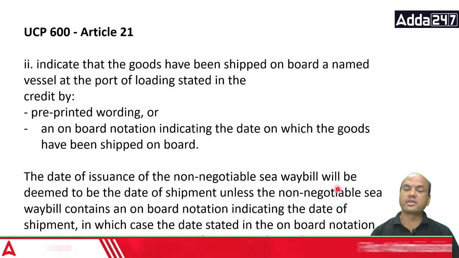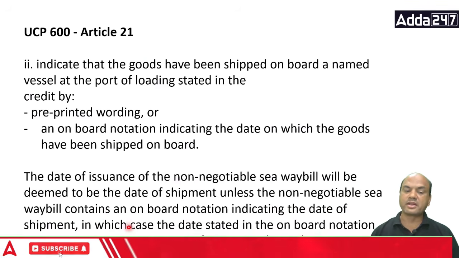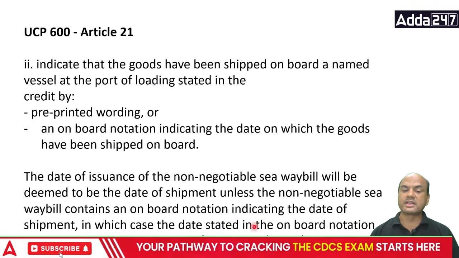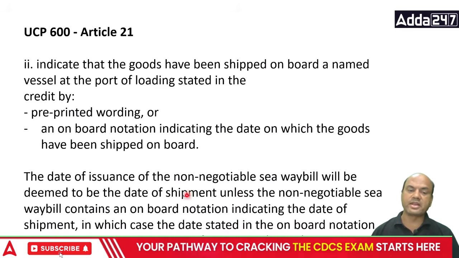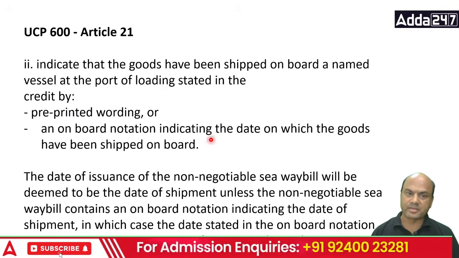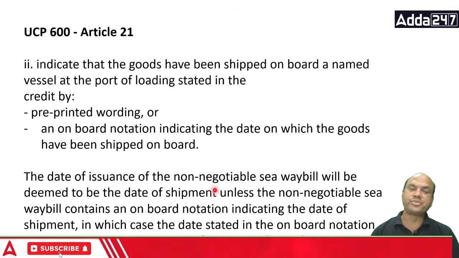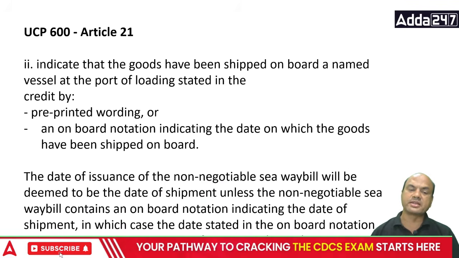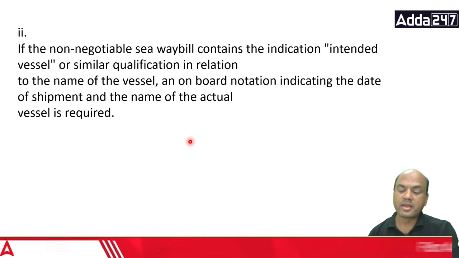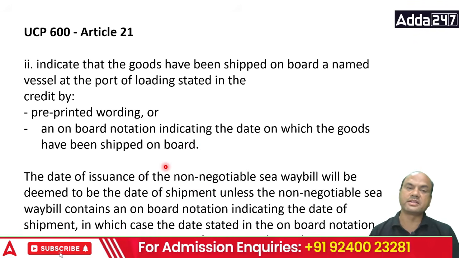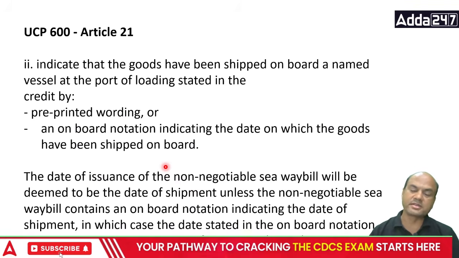Unless the non-negotiable sea waybill contains an onboard notation indicating the date of shipment, in which case the date stated in the onboard notation will be deemed to be the date of shipment. Same as Article 20, no need of explanation. If I have a separate stamp, then that separate stamp date will be considered as the real date, not the pre-printed one. Or else, if there is no stamp, then the issuance date of the document will be considered as the shipped on board date.